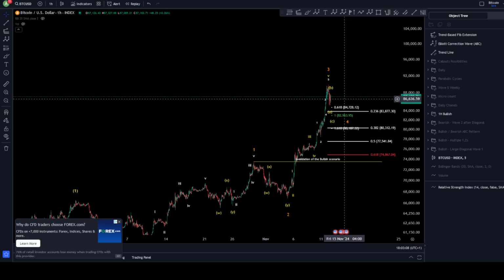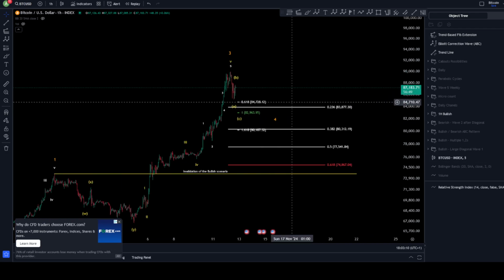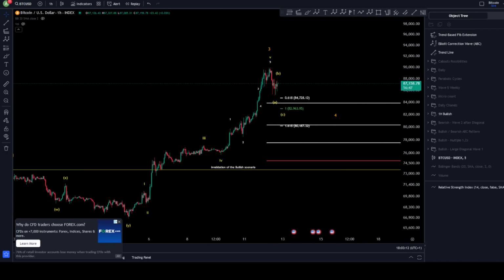So that was the short update for Bitcoin on the intraday, the 1 hour chart.